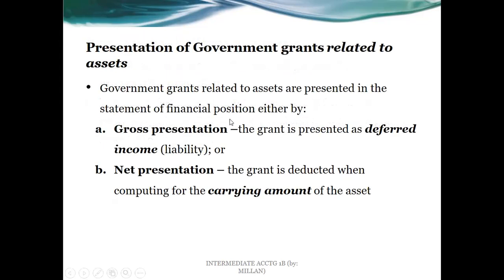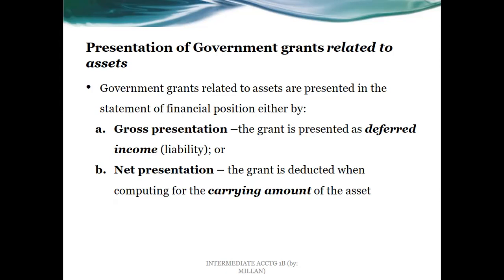Then when we present government grants related to assets, on the statement of financial position, there are actually two options, either gross or net. For the gross presentation, it has to be presented as a deferred income or liability, in which initially that's a liability, but it will be earned along the way. So for example, if that is a grant related to a non-depreciable asset, so of course it will also be based, let's say, on the number of years that the grant will be usable or will be provided to a certain entity, and that can be used in certain number of years for the operations.